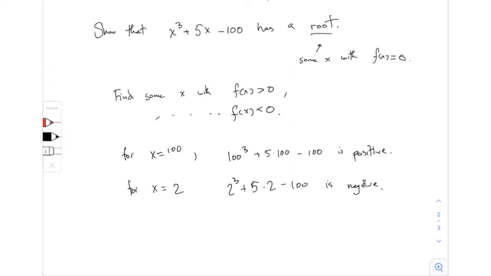And we can be slightly specific about when it is going to be 0. So that means that f of x equals 0 for some x. Actually, we can say it has to be some value between 2 and 100, right? Because at 2, the thing is negative, and at 100, the thing is positive. And so that means there must be some value between 2 and 100, right?